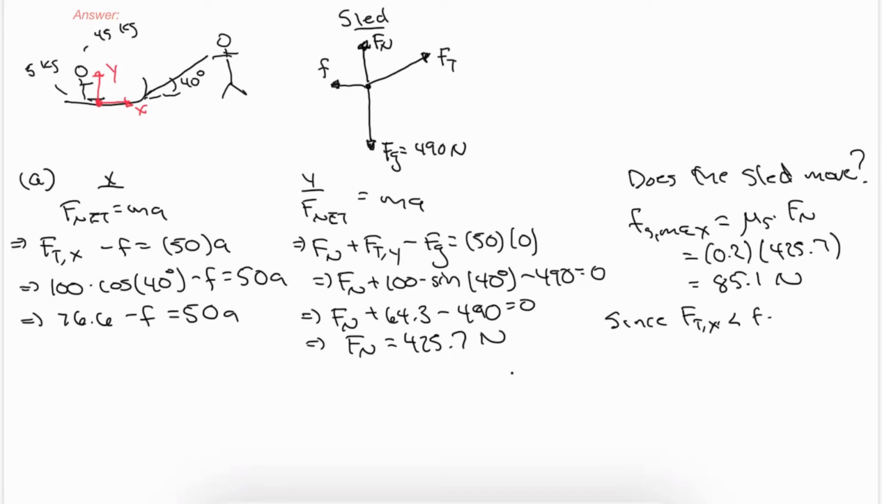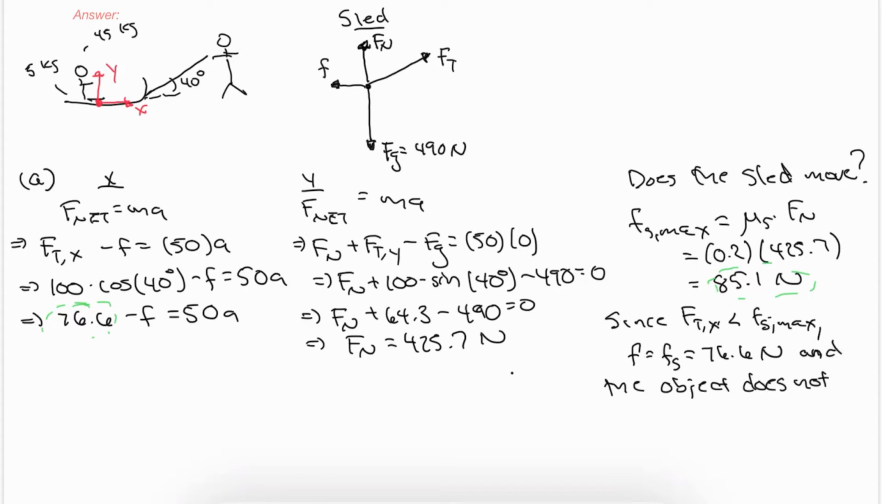Since the force of tension in the x direction is less than the maximum static friction force, we know the object's not going to move. And so the force of friction in this case is static friction, and static friction is always calculated by balancing out the applied force. In this case, that applied force is force of tension in the x direction, 76.6 newtons, and so that tells us the object doesn't move, and the acceleration equals 0 meters per second squared.